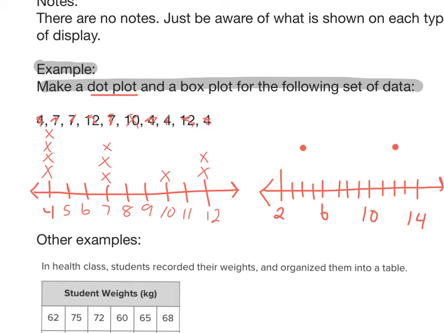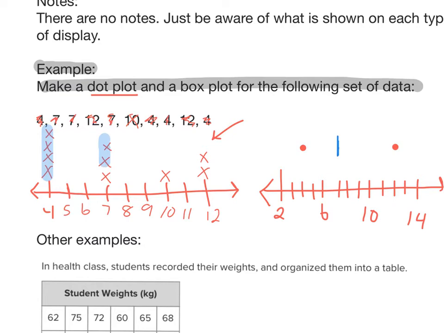Now I need to find the median. If I put the numbers in order, if I look at my dot plot, I can tell they're in order. So there are 1, 2, 3, 4, 5, 6, 7, 8, 10 numbers. So I'm going to be in between the 5th and the 6th. In between the 5th and the 6th would be in between two 7s. So the median value, the middle value, is going to be at a 7. So I can put a line on 7.